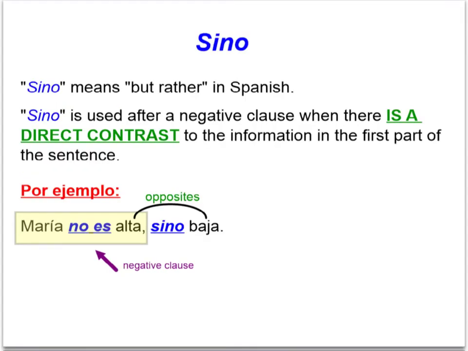Sino means but rather in Spanish. It is also used after a negative clause. However, only when there is a direct contrast to the information in the first part of the sentence. An example is María no es alta, sino baja. Tall is the direct opposite of short, therefore sino is used.